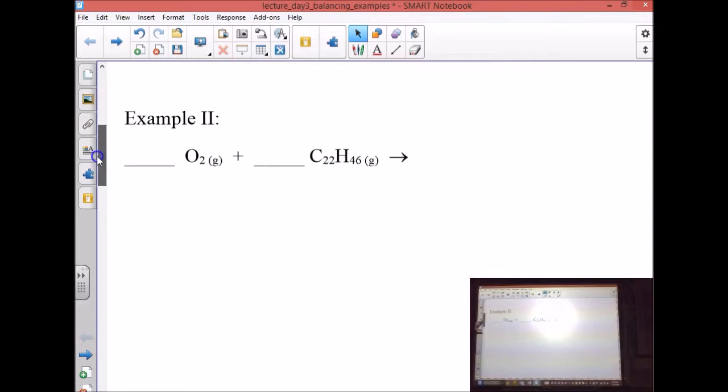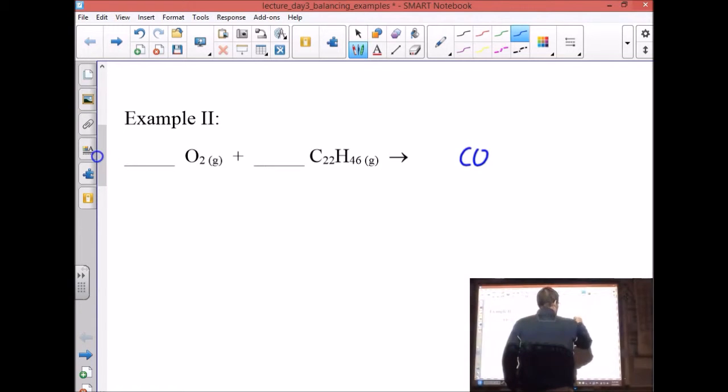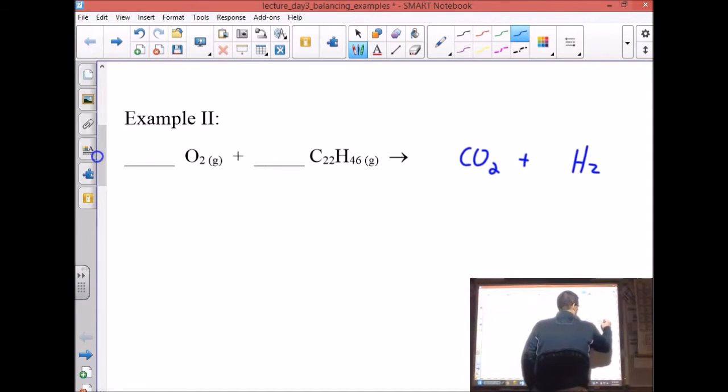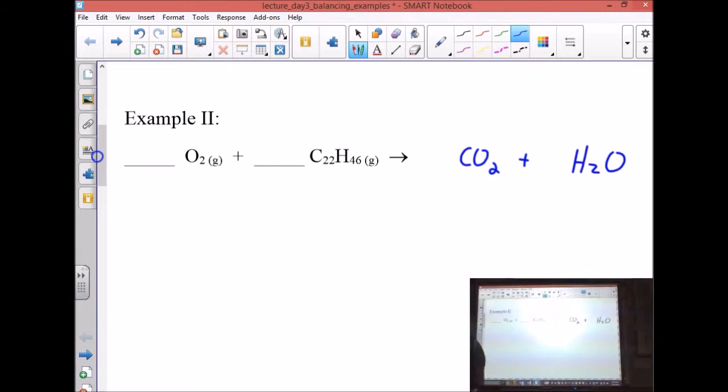All right, try this one on your own. It is the same, except instead of starting with this, I start with oxygen. Remember the plus sign just means and. For the combustion reactions, yes. That's for combustion reactions. How do you know you have a combustion? You have carbon, hydrogen, sometimes oxygen, reacting with oxygen gas.